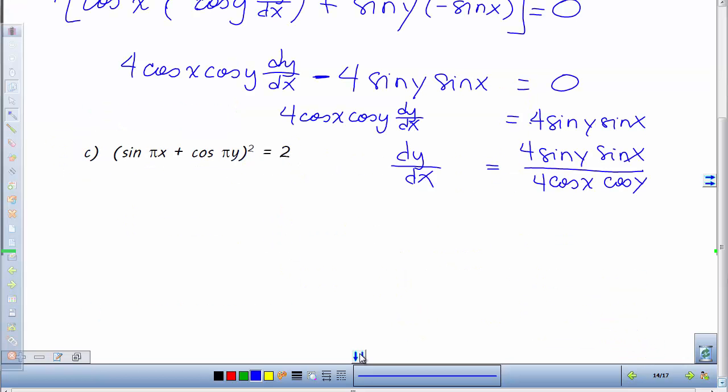And I think it would be a pretty natural move. Of course, the 4's are going to cancel. And then sine x over cosine x is tangent x. Sine y over cosine y would be tangent y. So we could say dy/dx is equal to this, or we could even write it as tangent x times tangent y.